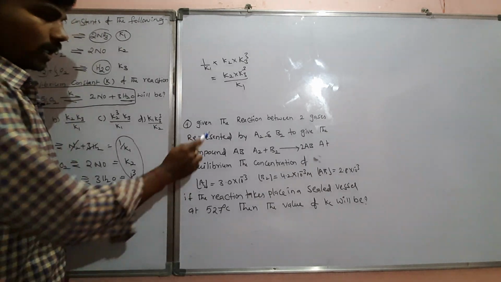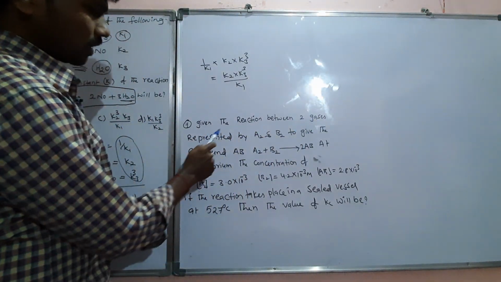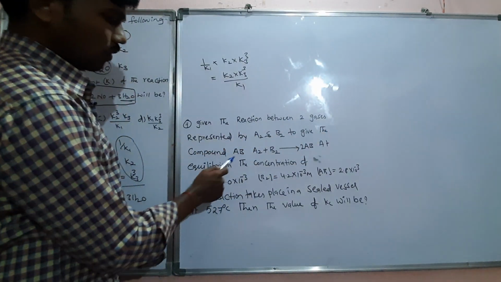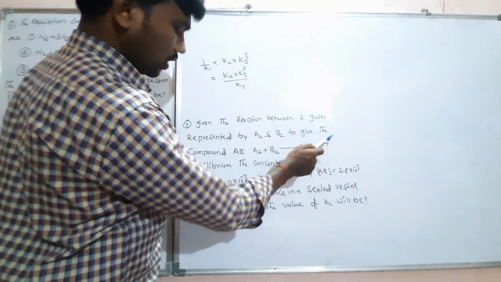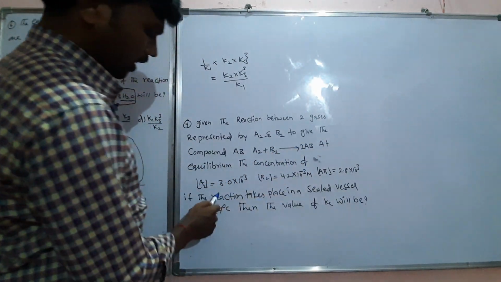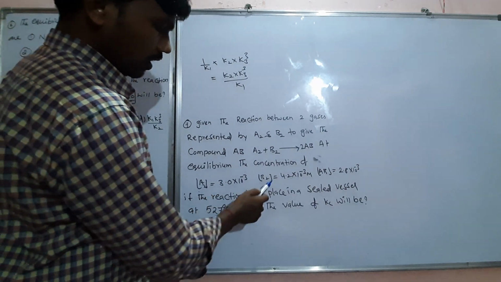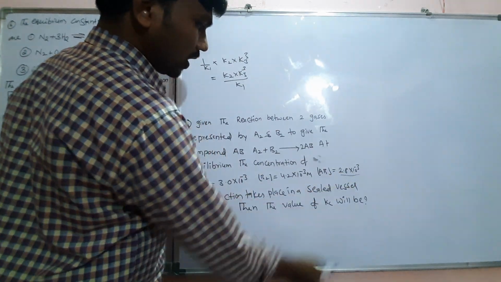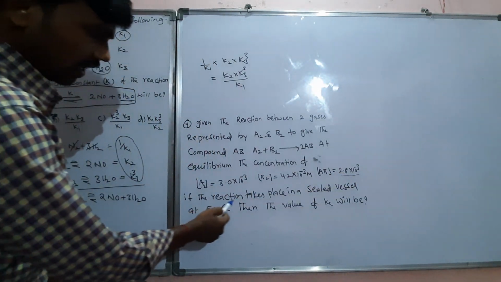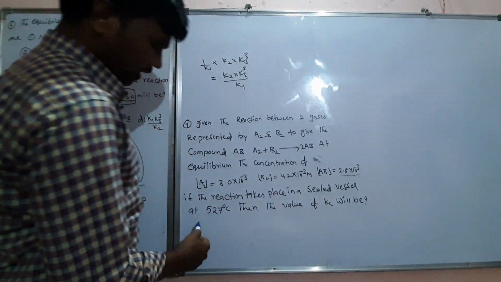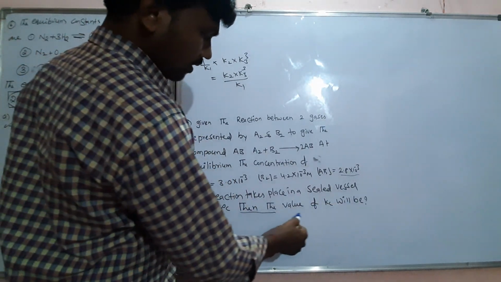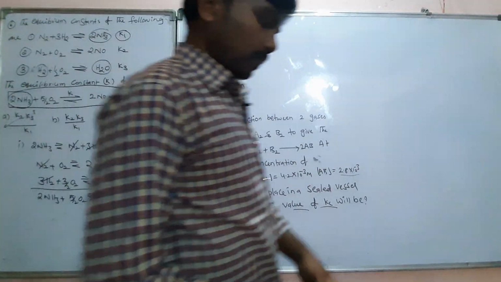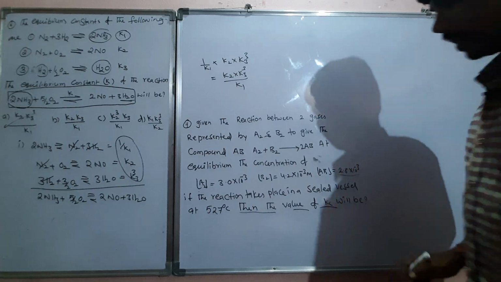So next question. Given the reaction between two gases represented by A2 and B2 to give the compound AB, A2 plus B2 gives rise to AB. At equilibrium, the concentration of A2 is 3.0 into 10 to the power of minus 3, B2 is equal to 4.2 into 10 to the power of minus 3 mole, and AB concentration is 2.8 into 10 to the power of minus 3. If the reaction takes place in a sealed vessel at equilibrium at 527 degrees centigrade, what is the value of Kc? So this is a very simple question. You have to write the equilibrium constant for that one. By writing the equilibrium constant, you can write the answer very easily.